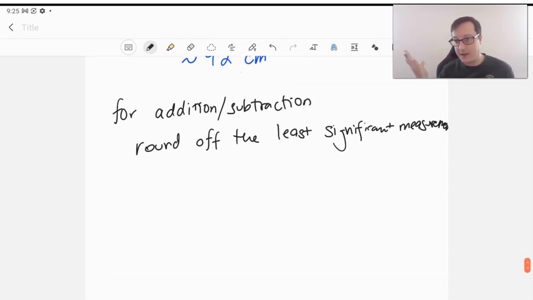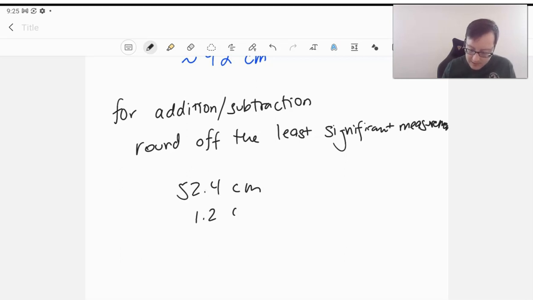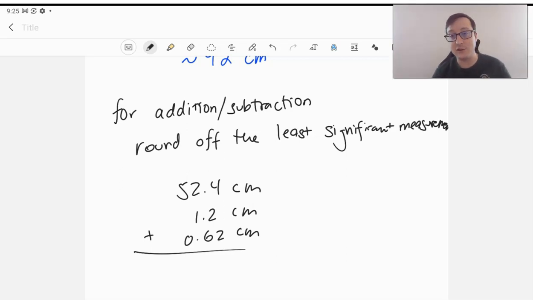And so say I have, again, got some measurements here. I've measured my desk multiple times with this ruler. I don't know, 52.4 cm, 1.2 cm, and I don't know, 0.62 cm. Why not? When we add all these up, it's often helpful for sig fig purposes to do it the old school way, where we actually line them up, where you have all your decimals in a line and you see where everything adds up. So we end up with 54.22 when we added all this stuff up.